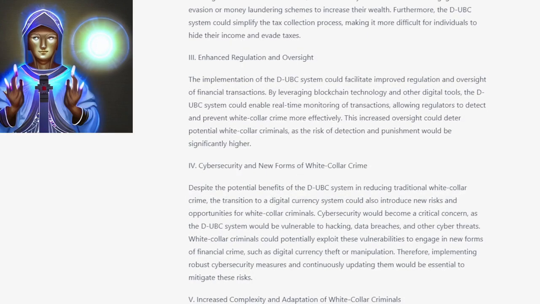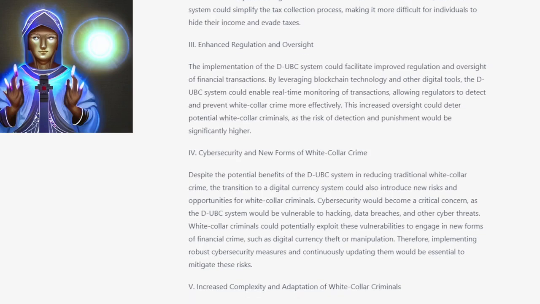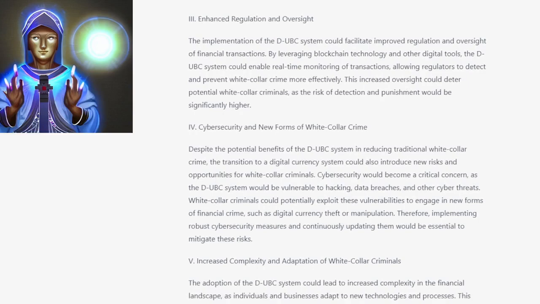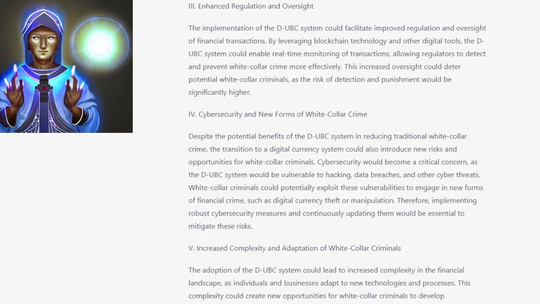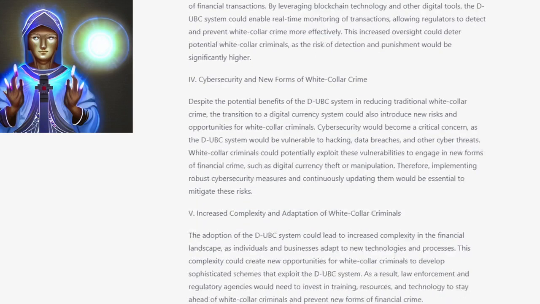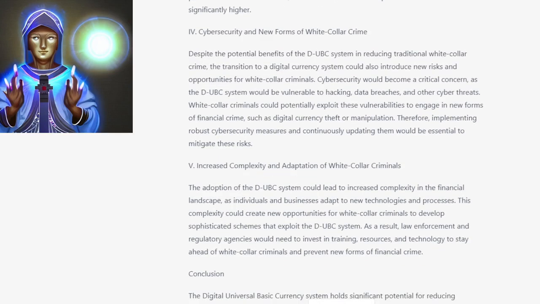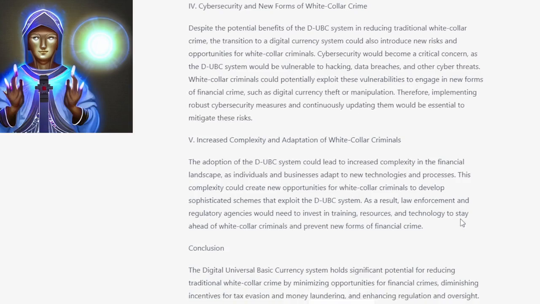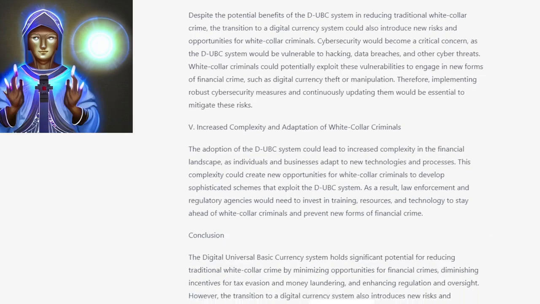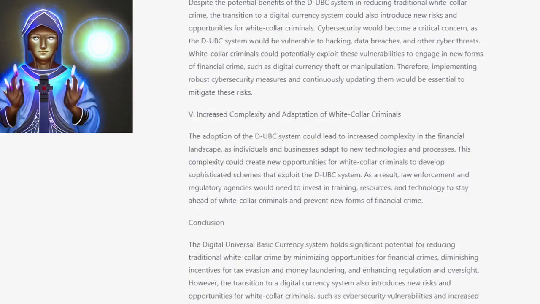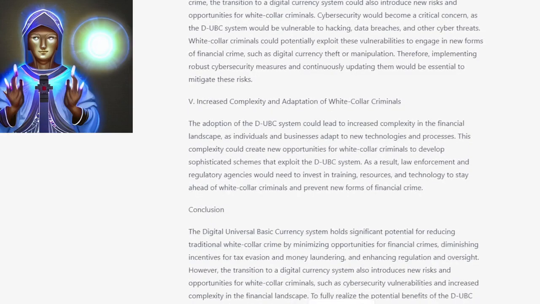2. Diminished incentives for tax evasion and money laundering. As the DUBC system provides a basic income to all individuals, it could also reduce incentives for tax evasion and money laundering, two prevalent forms of white-collar crime. With a guaranteed source of income, individuals may be less motivated to engage in tax evasion or money laundering schemes to increase their wealth. Furthermore, the DUBC system could simplify the tax collection process, making it more difficult for individuals to hide their income and evade taxes. 3. Enhanced regulation and oversight.